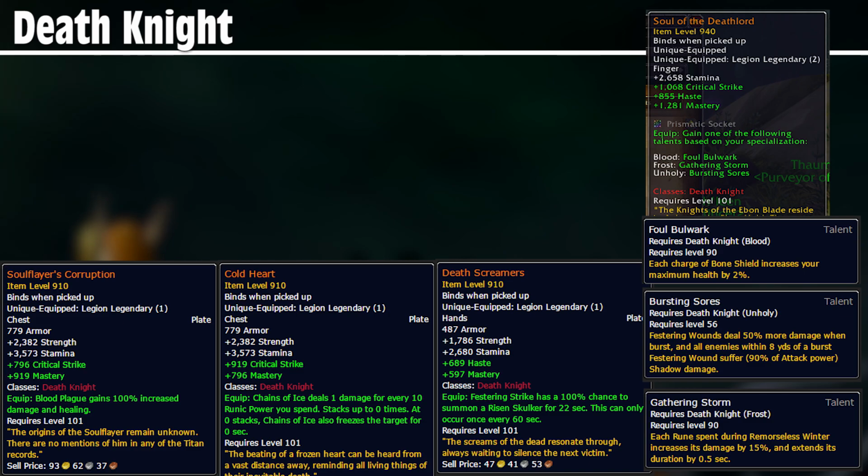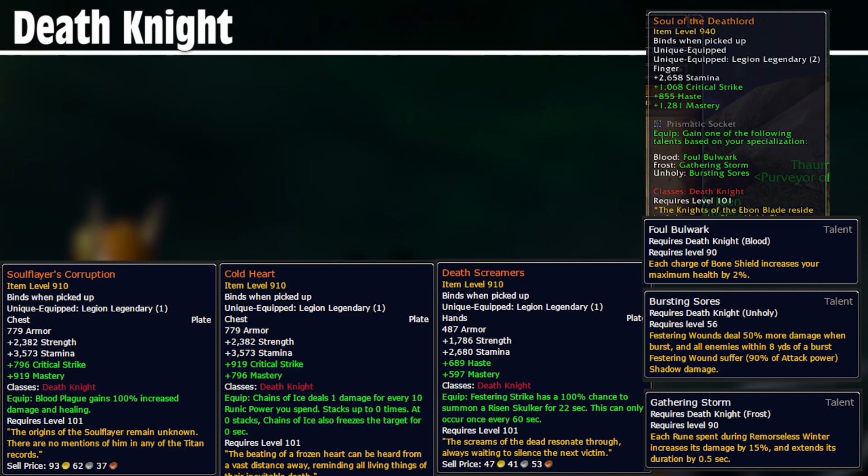Moving on to Death Knights, we have Soul Flare's Corruption, which goes on your chest. This will cause your Blood Plague to gain 100% increased damage and healing. Cold Heart also happens to go onto the chest. With this, every 1 second you gain a stack of what's called Cold Heart, which causes your next Chains of Ice to deal additional frost damage. This stacks up to 30 times, which means it'll presumably cause that much more damage, and when you use Chains of Ice at 30 stacks, it's going to stun your target for 5 seconds.